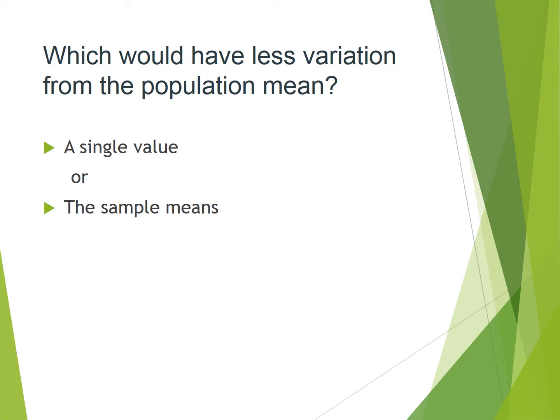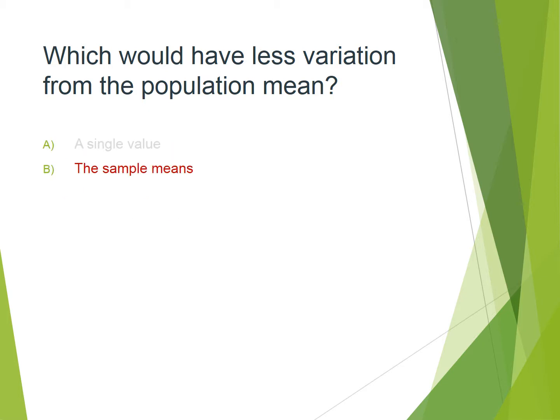So which would have less variation from the population mean, a single value or the sample mean? Sample mean would, of course, because for a single value, if we think of the height of women, there's very short women, there's very tall women, there's average. But if I took a sample of 20 women, the very tall and the very short would kind of average each other out. So a sample mean has less variation from the true population average height of a woman.